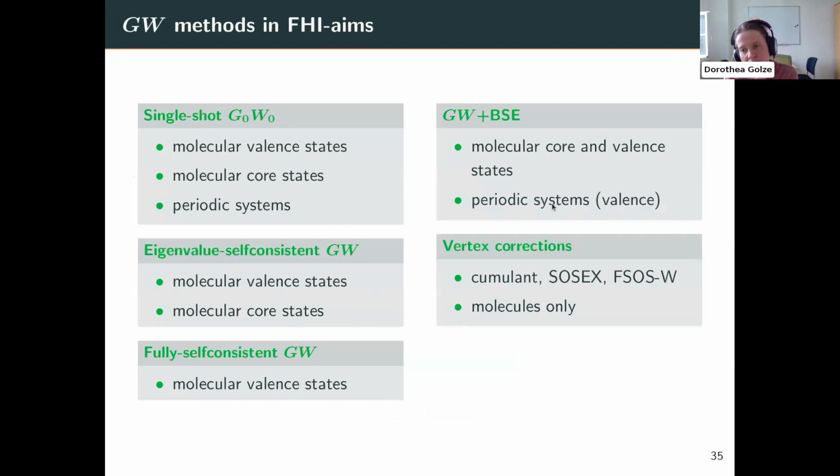Just to mention it briefly, even though that was not part of the talk, there's also BSE performed on top of GW, possible for molecular core and valence states, and also periodic systems now. Vertex corrections, a bunch, cumulants. This is basically related to getting correct satellites. And other ones that are more sophisticated ones. But again, this is typically also expensive, at least the other two ones, and molecules only at this point.